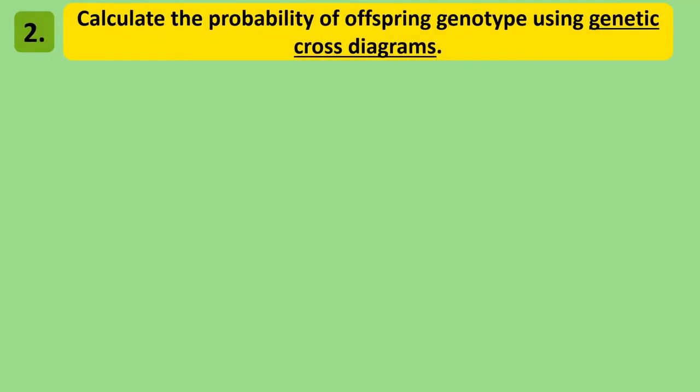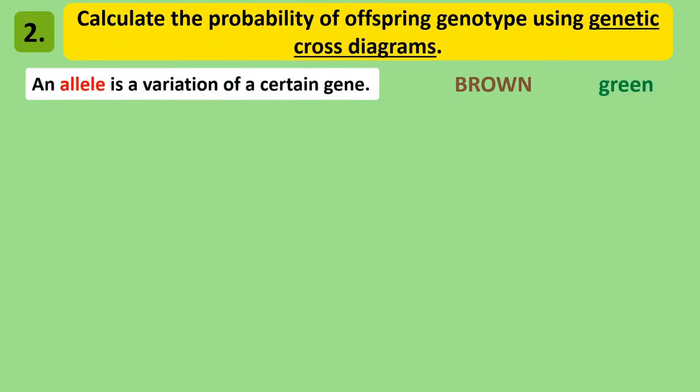For your exams, you need to know how to calculate the probability of a child being born with certain genes. To do this, you need to know what the words allele and genotype mean. An allele is a variation of a certain gene. For example, brown eyes and green eyes are 2 alleles of eye colour. The dominant allele, which we know to be brown eyes, is signified with a capital letter. We use a capital B because the word brown begins with B. The recessive allele, green eyes, takes a lowercase letter b.